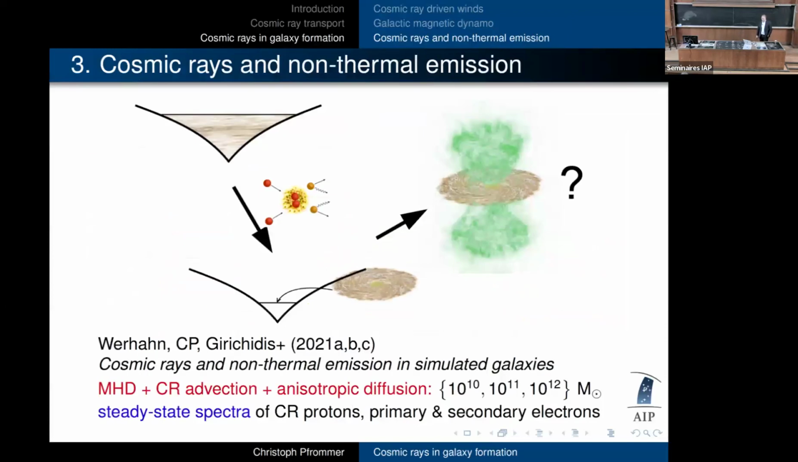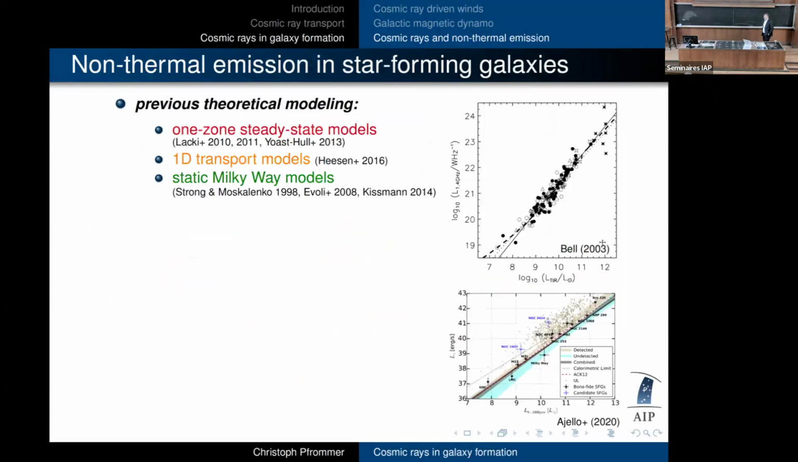And let me close the talk by telling you, well, we can observe this. And that's work done by Maria Werhahn, where I used the same simulations. And I have advection, anisotropic diffusion. And then we compute steady state spectra of protons, primary and secondary electrons. Now, previous theoretical modeling assumed either one zone models. You treated the galaxy as a single zone. You guessed your parameters and you calculated radio and gamma ray spectra. Or you had 1D transport models or static Milky Way models like GalProp or other models.